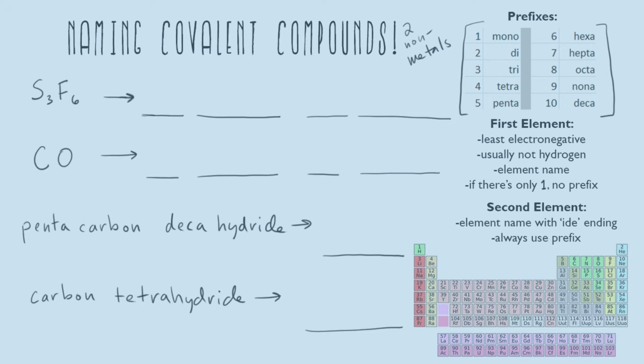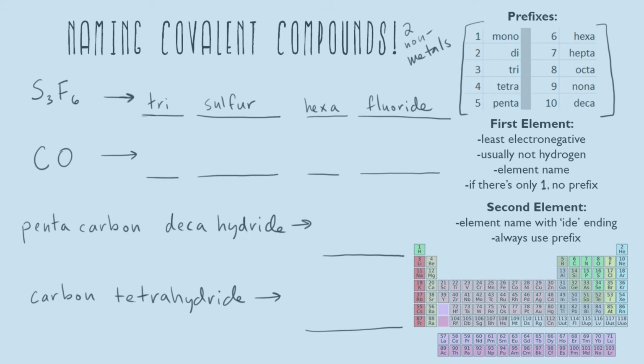Okay, so our first example, S3F6. First, we're going to be using our prefixes, and so we know that we're going to be doing tri for this first one, and then hexa for our second one. And now to fill in the element names, our first element just has the element name, so that's sulfur. And then our second element, that's fluorine, and we're going to replace that last syllable with the IDE ending, so it becomes fluoride.